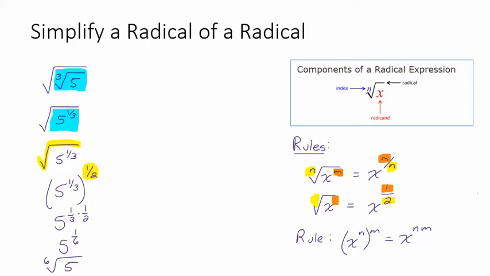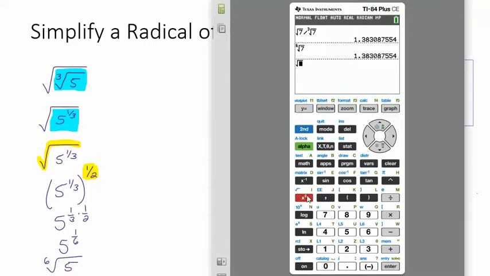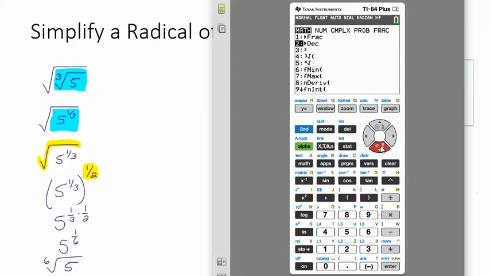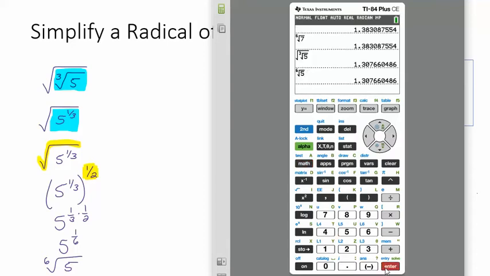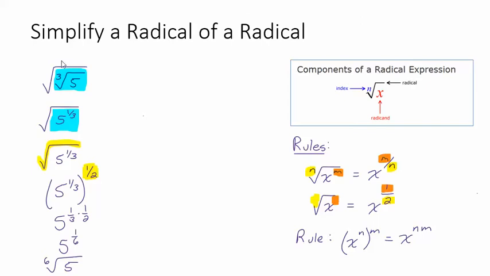And again, we could check this on our calculator. I'm going to type in the square root of the cubed root of 5. Under that square root, I put the cubed root of 5. There's the decimal approximation for the square root of the cubed root of 5. Then I type in the sixth root of 5: 6, math, option 5, the sixth root of 5. We get the exact same decimal approximation, so we know those are equivalent. And certainly you would agree the sixth root of 5 is much simpler than the square root of the cubed root of 5.